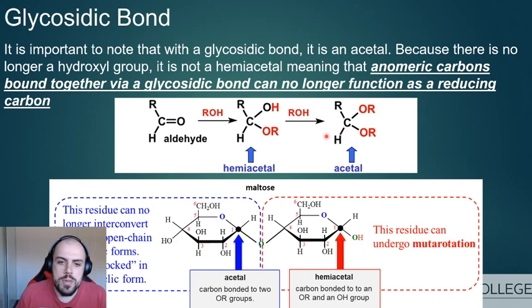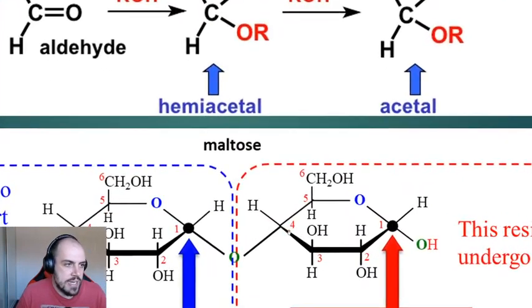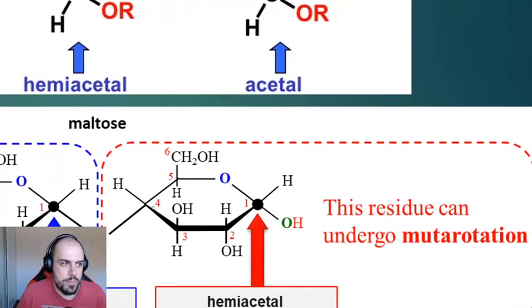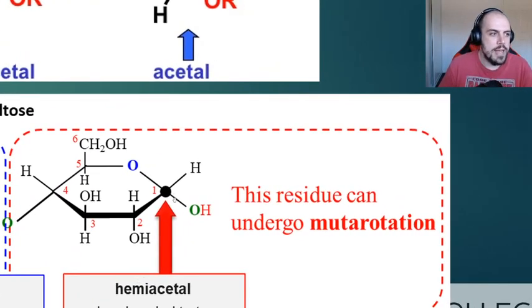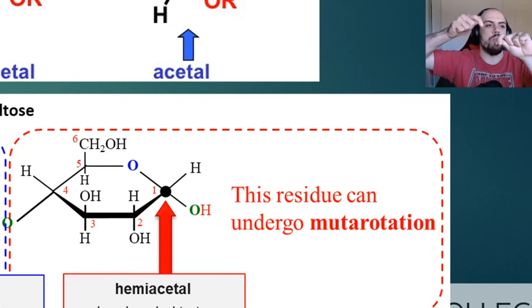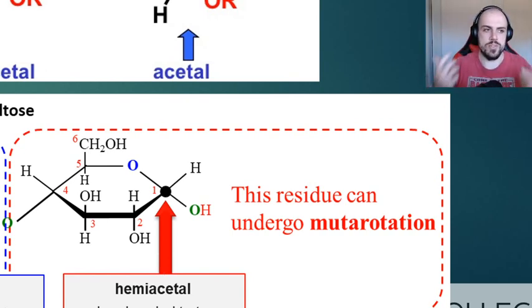Now, let me break down why that is the case. So here, what we're looking at is a monosaccharide. We're going to just pretend that they're not connected down here. Let me zoom in. So let's pretend that this is a simple OH group. Now, how is it that this is able to undergo mutarotation? And that is when that bond is broken and it's able to rotate around that sigma bond and then reform into that cyclic compound.